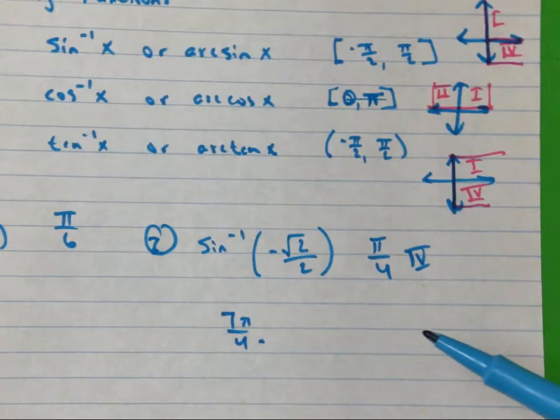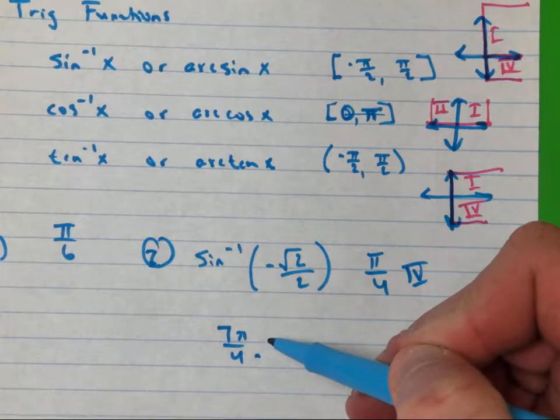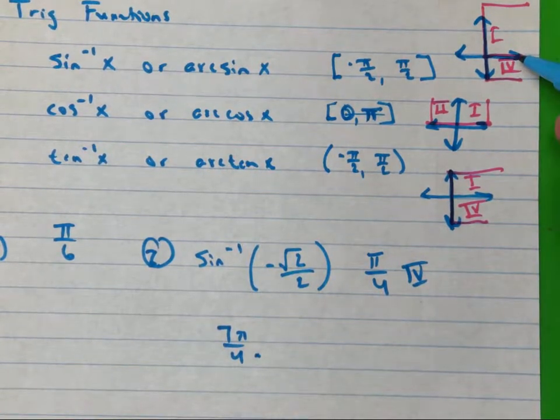Well, guys, let's think about this. If in quadrant 1, this is pi over 4 this way. If I went pi over 4, I'm here. What if I went negative pi over 4? Negative pi over 4 will be down here. Is negative pi over 4 the same point as 7 pi over 4?